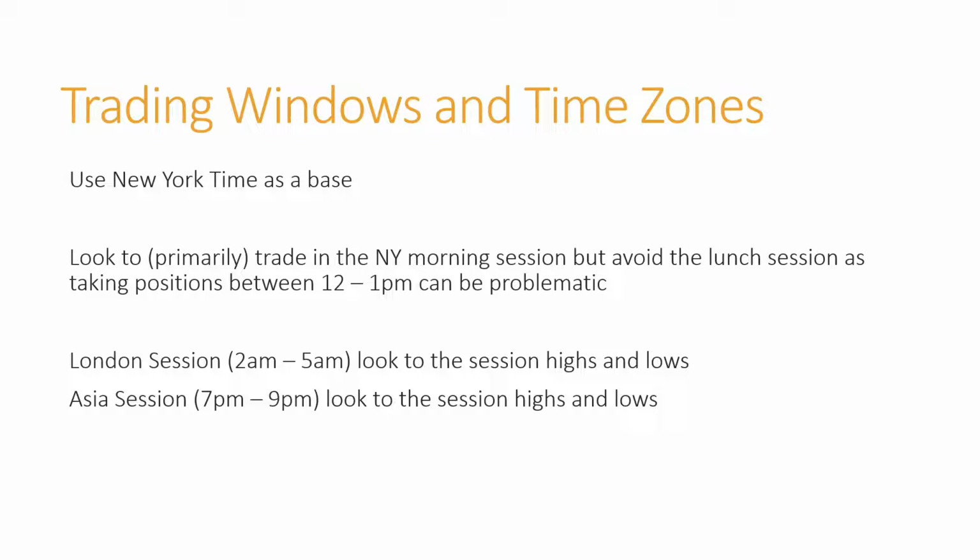So ICT's setup primarily centers around trading in that New York morning trading session, and he recommends avoiding that lunch session, so that sort of 12 to 1 part of the session, because that can be problematic. And so he uses the other sessions, so the London and the Asia session, as a way of mapping out the highs and the lows, which he's going to use as a reference point to then trade in that New York session.